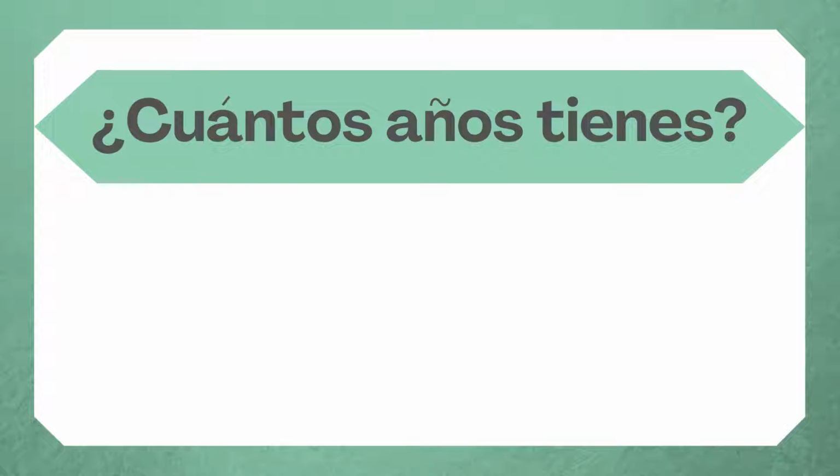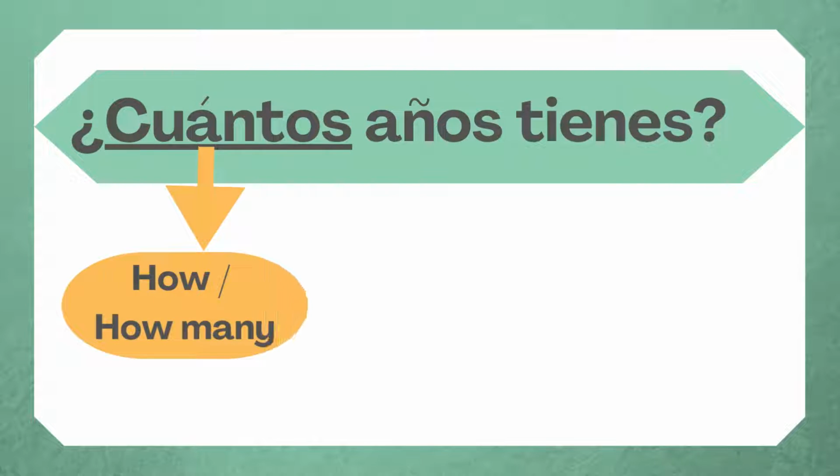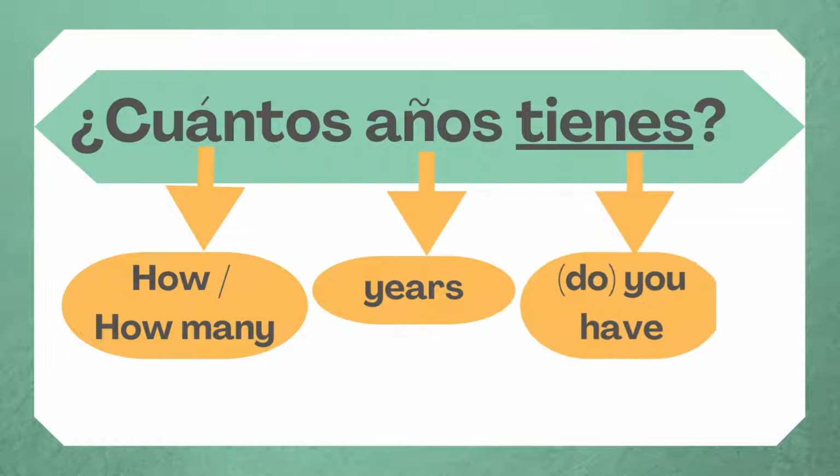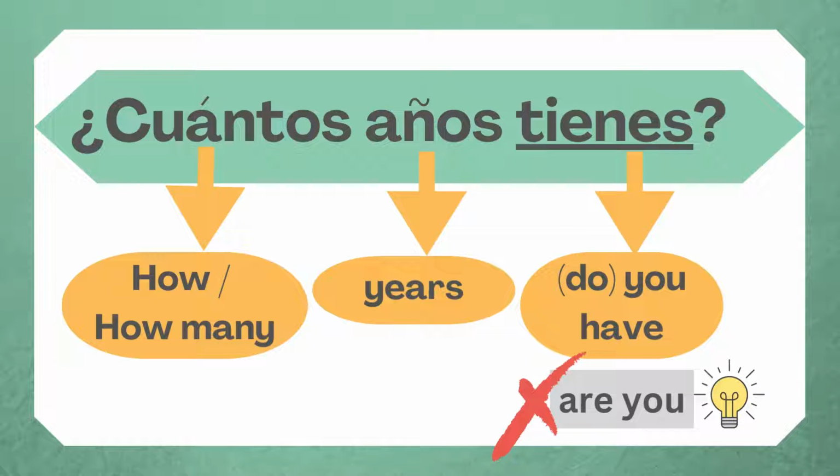¿Cuántos años tienes? ¿Cuántos meaning how many? But in English we would say how. Años means years. Tienes means do you have. So in Spanish we do not say how old are you, we say how many years do you have? Because tienes comes from the verb tener, and tener means to have.